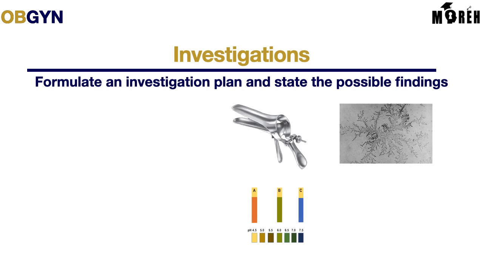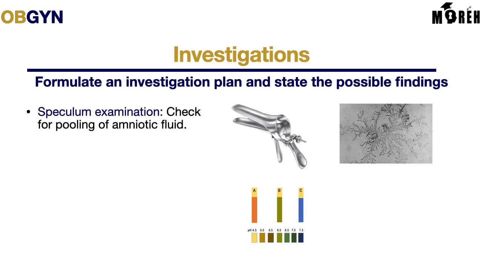Immediately, something you can do at the bedside is a speculum examination. That silver instrument you can see there is a speculum, a Cusco's bivalve speculum. You put it through the vagina and expose the cervix and the posterior fornix. If there is really a PROM, you may find pooling in the posterior fornix of the vagina.